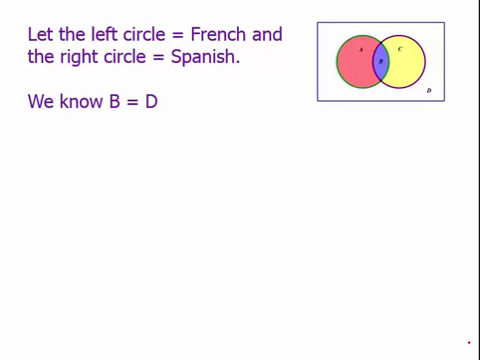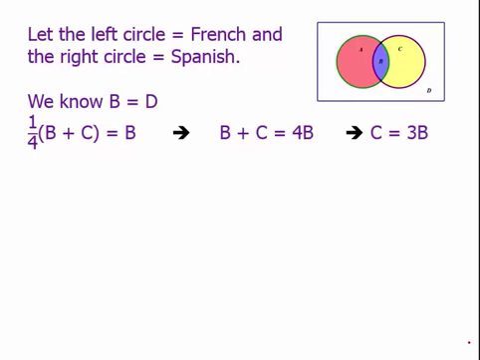Second, we're told 1/4 of those who study Spanish also study French. Well, those who study Spanish, that's B plus C. So 1/4 of B plus C equals the ones who also study French. So those are the people in the overlap group. So 1/4 of B plus C equals B. I'm just going to clear the fractions by multiplying that equation by 4. And then it turns out I can subtract B from both sides, and I get C equals 3B.